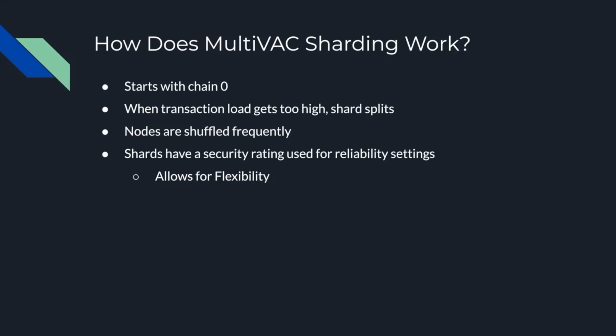In the case of MultiVAC, when a shard gets overburdened with transactions, it will split into two shards and equally distribute the workload. Each shard has its transactions validated by nodes, which are frequently shuffled. I will circle back to what nodes are. In MultiVAC, each shard has its security rating used in conjunction with reliability standards that developers can set. This allows for more reliability.